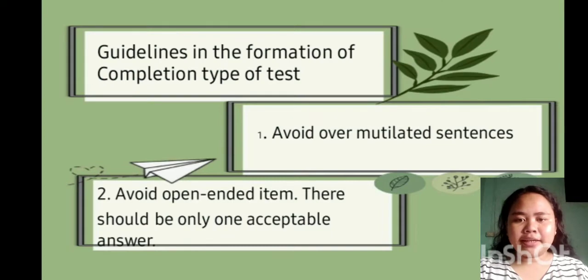The following guidelines can help you formulate a completion type of test. Guideline number 1: avoid over-mutilated sentences. Mutilated in Tagalog means pinutol-putol. Moreover, we should give enough clues to the students. Guideline number 2: avoid open-minded items. There should be only one acceptable answer. Opinionated answers are invalid in this case.